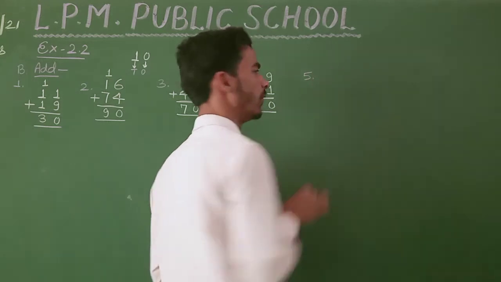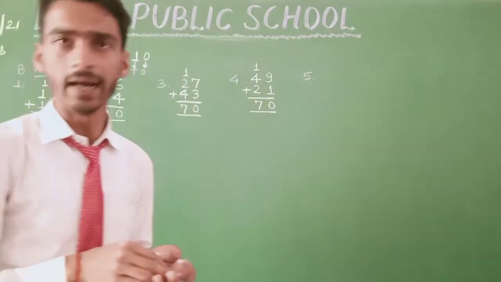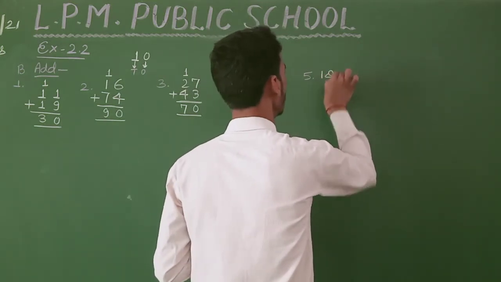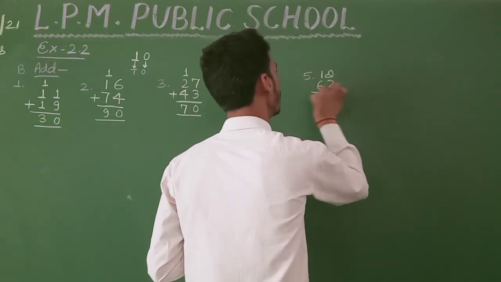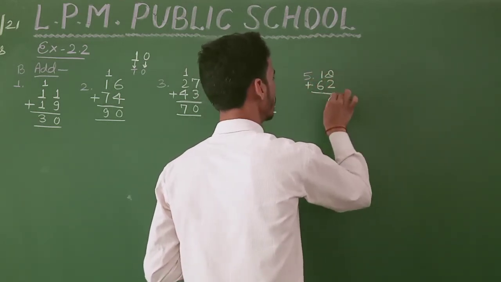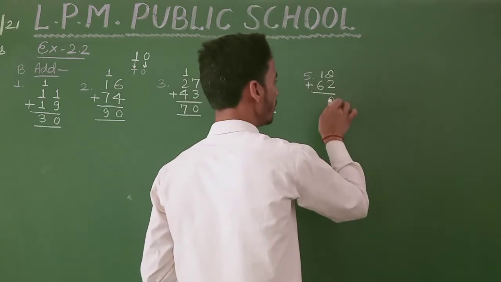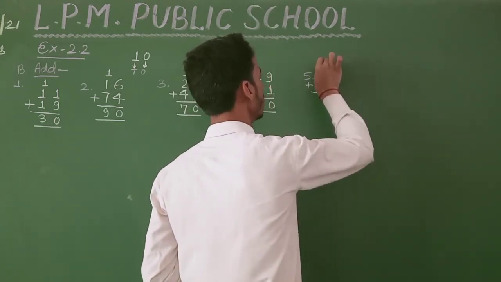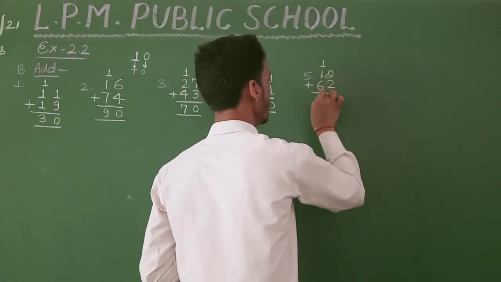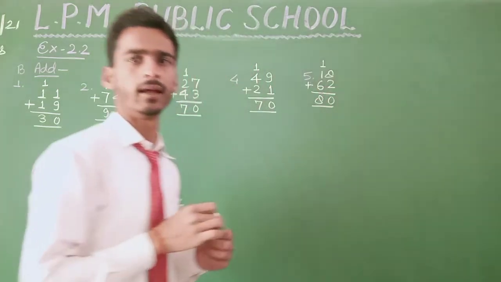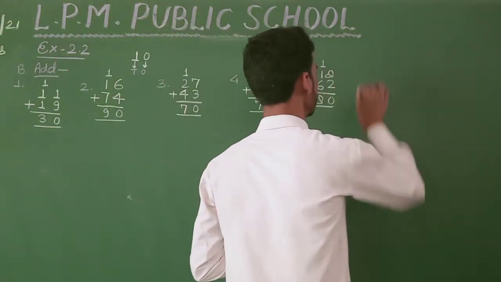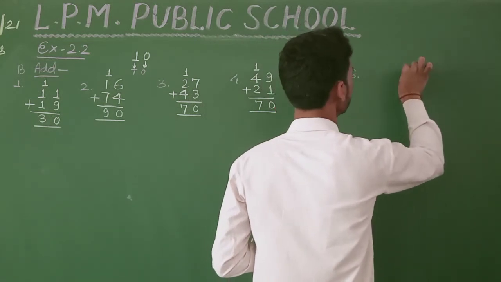And the next question is question number 5, which is 18 plus 62. Firstly, we have to add the ones. 8 plus 2 makes 10, and here we place 0 and 1 carry up to the tens place. And 6 plus 1 is 7, and 1 carry makes 8. Okay, that is 80.